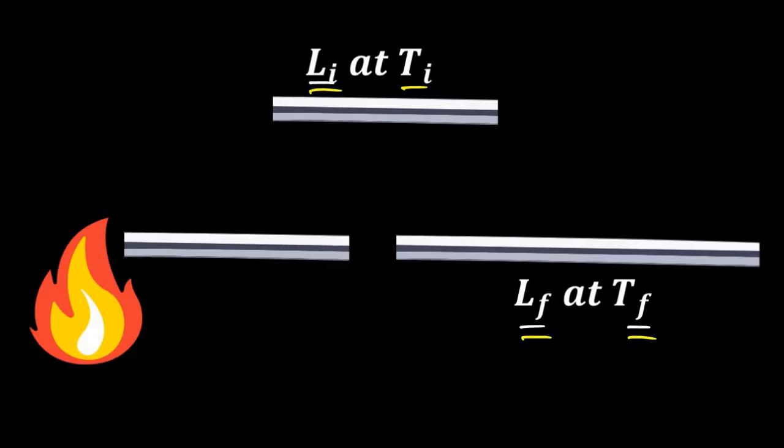So here there are certain important things. First, what is the increase in temperature or the change in temperature? That is final temperature minus initial temperature. What is the change in length or the increase in length? That is final length minus initial length. So here there is an equation that governs the relationship between this change in length and change in temperature and what other parameters are involved. How all these are interrelated.